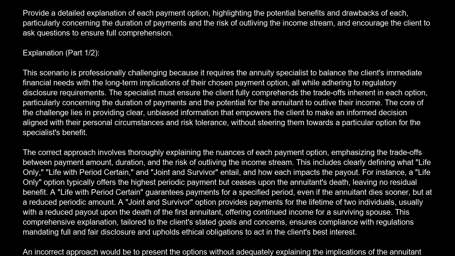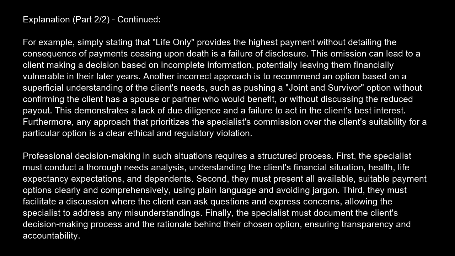An incorrect approach would be to present the options without adequately explaining the implications of the annuitant outliving their income. For example, simply stating that life only provides the highest payment without detailing the consequence of payment ceasing upon death is a failure of disclosure. This omission can lead to a client making a decision based on incomplete information, potentially leaving them financially vulnerable in their later years.